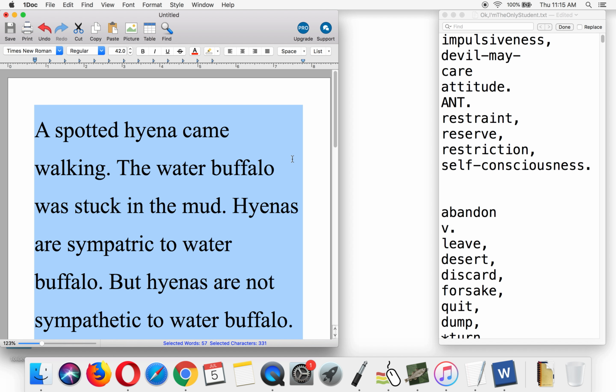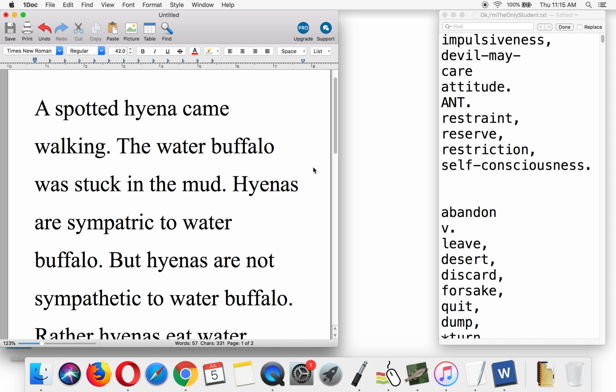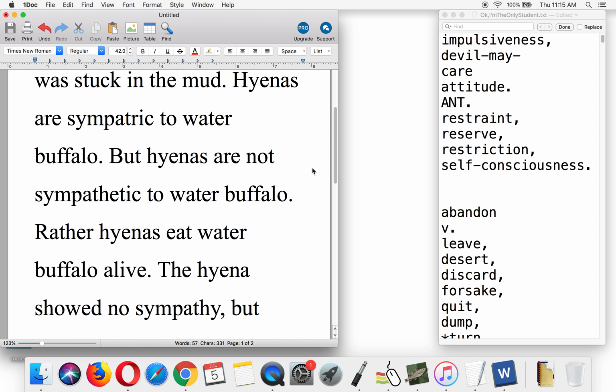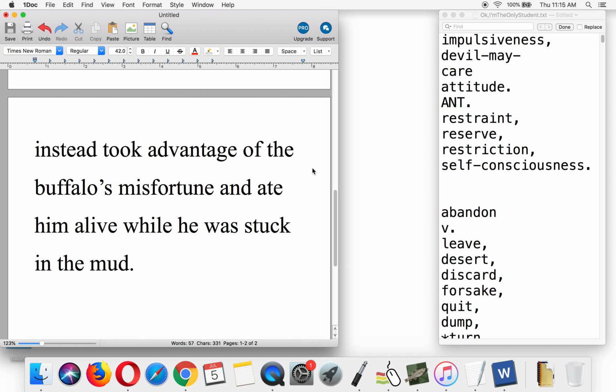A spotted hyena came walking. The water buffalo was stuck in the mud. Hyenas are sympatric to water buffalo, but hyenas are not sympathetic to water buffalo. Rather, hyenas eat water buffalo alive. The hyena showed no sympathy, but instead took advantage of the buffalo's misfortune and ate him alive while he was stuck in the mud.